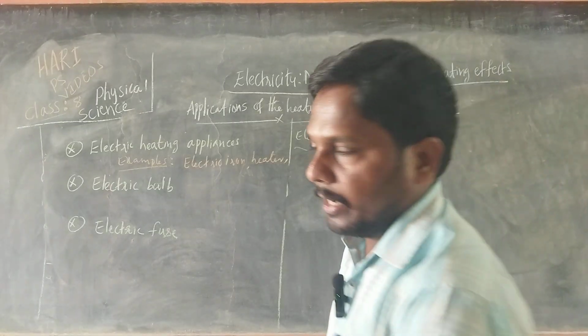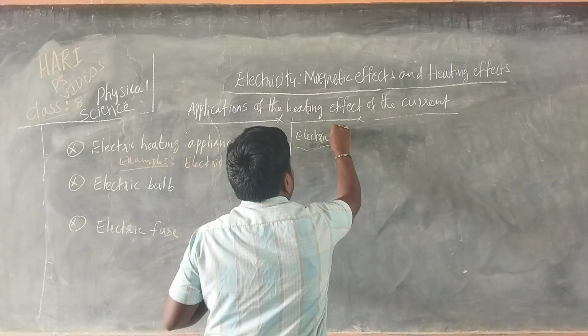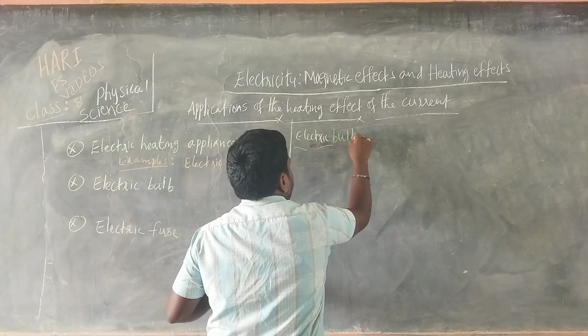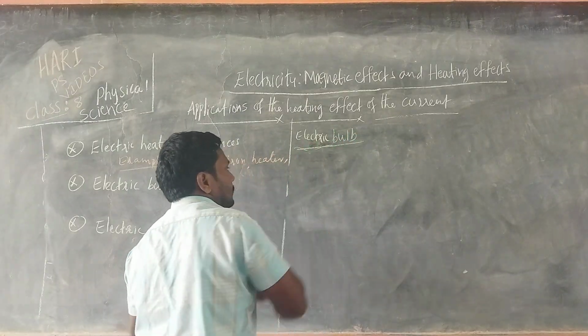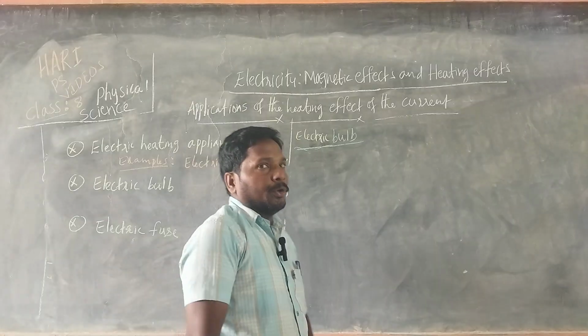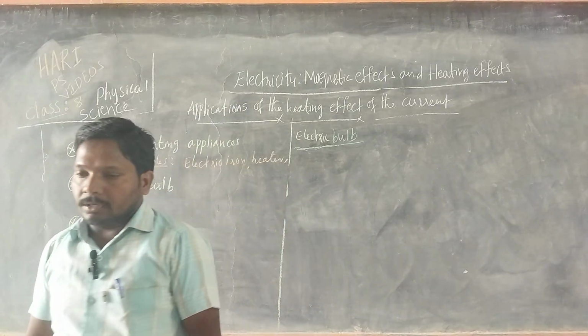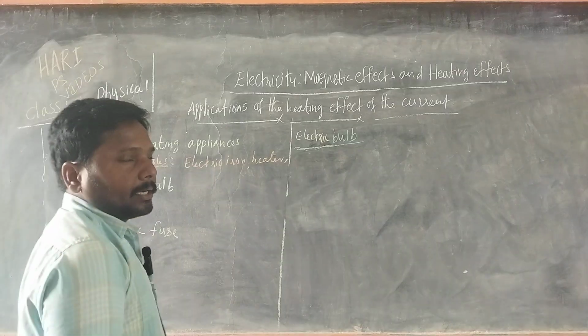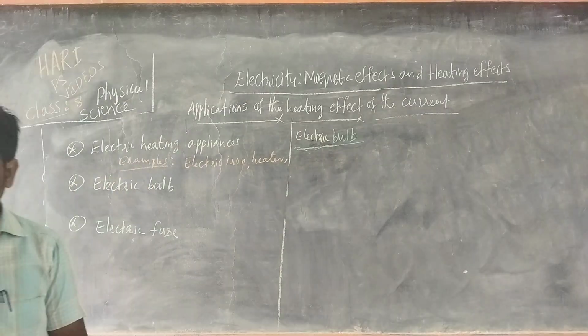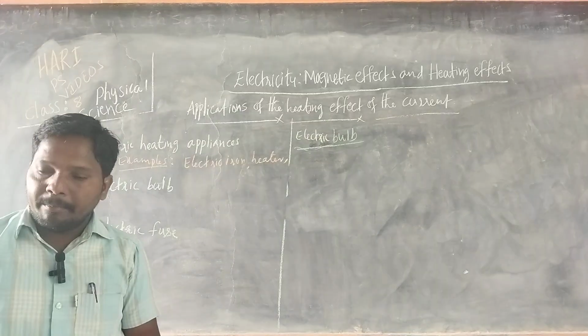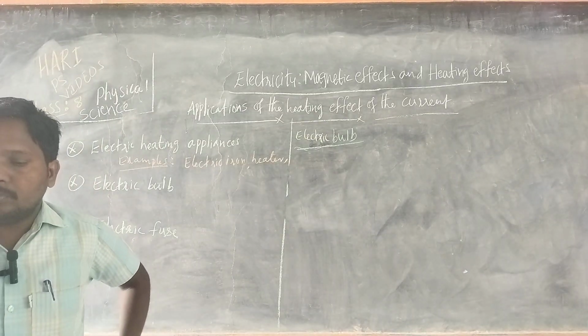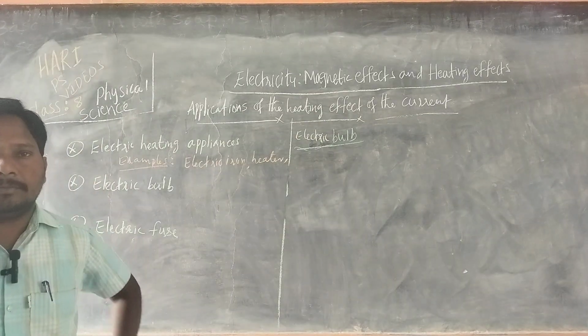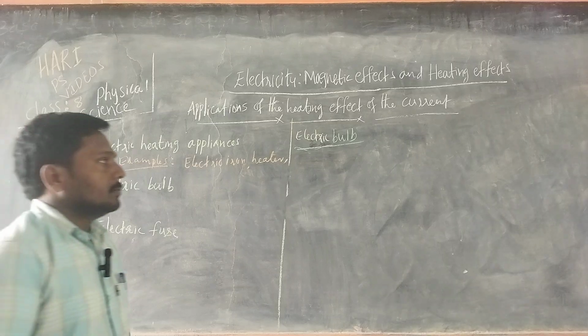The second application is the electric bulb. We know about the electric bulb. The electric bulb is a device or a lamp which we use for producing light, to produce light.